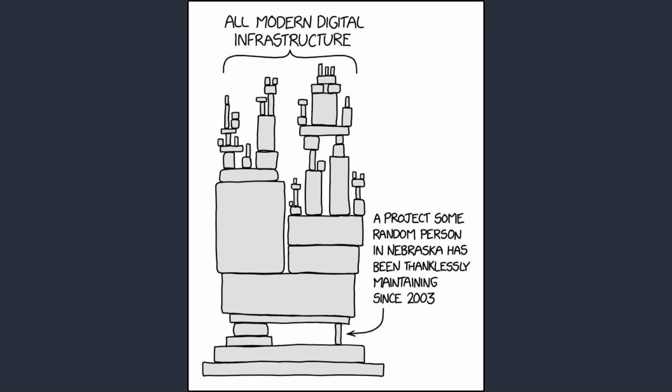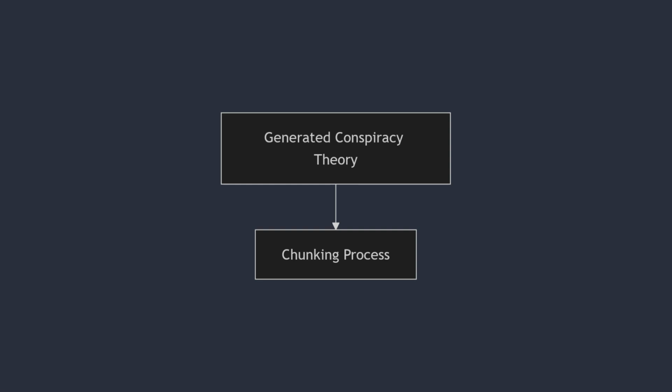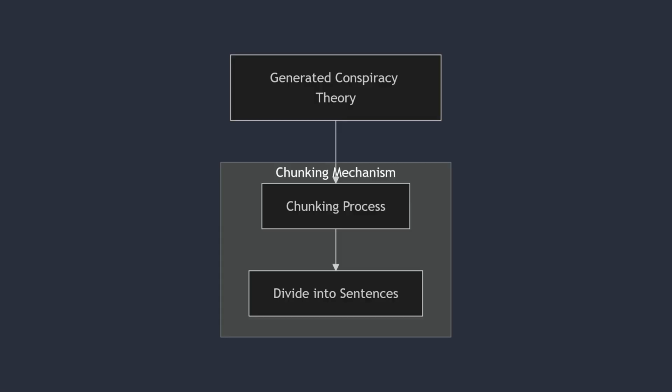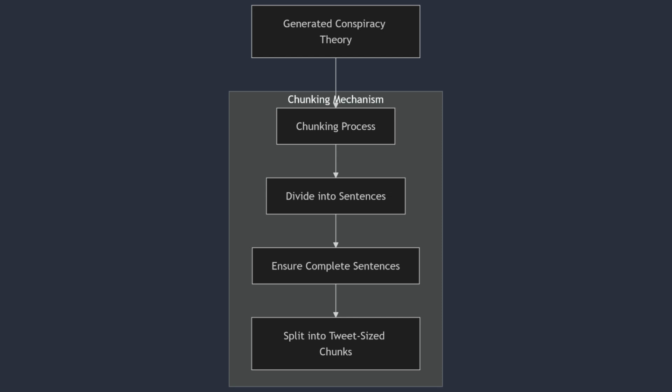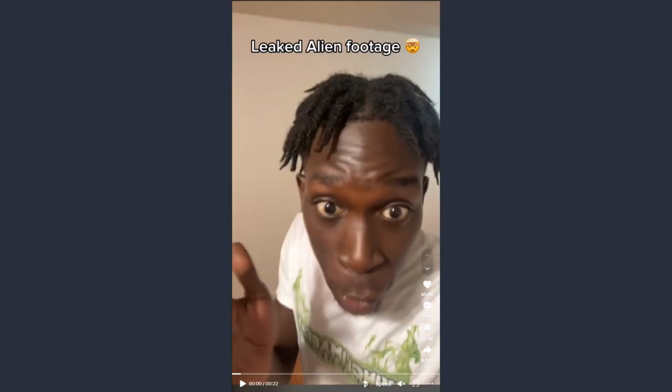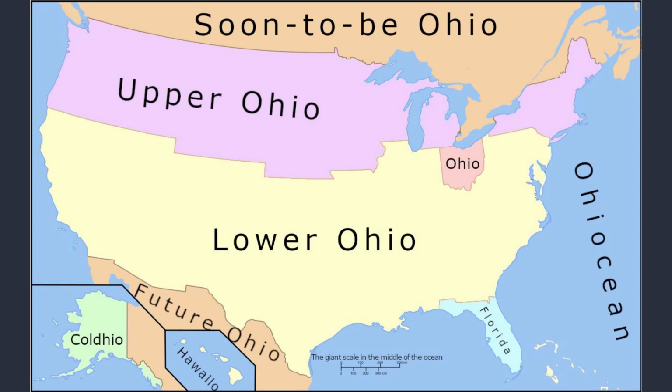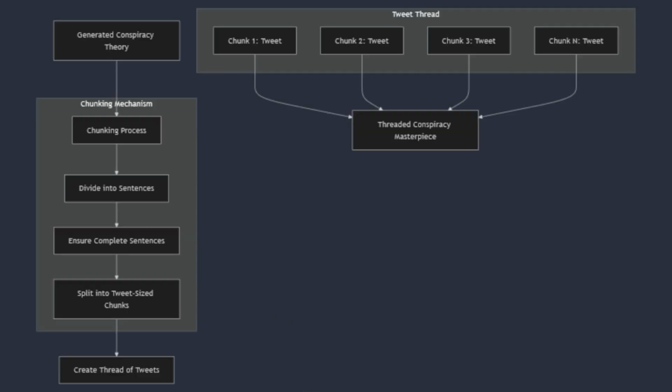Nope. We're going to embrace the janky solution known to coders: chunking. Think of chunking like slicing a big conspiracy into bite-sized pieces. And because we're civilized people here, we won't cut sentences in half. We don't need a bot tweeting "the aliens landed in Part 2, Ohio." That's how you get unfollowed. Instead, each chunk will be its own tweet, all nicely threaded together into one chaotic masterpiece. Buckle up, we're about to get real technical.